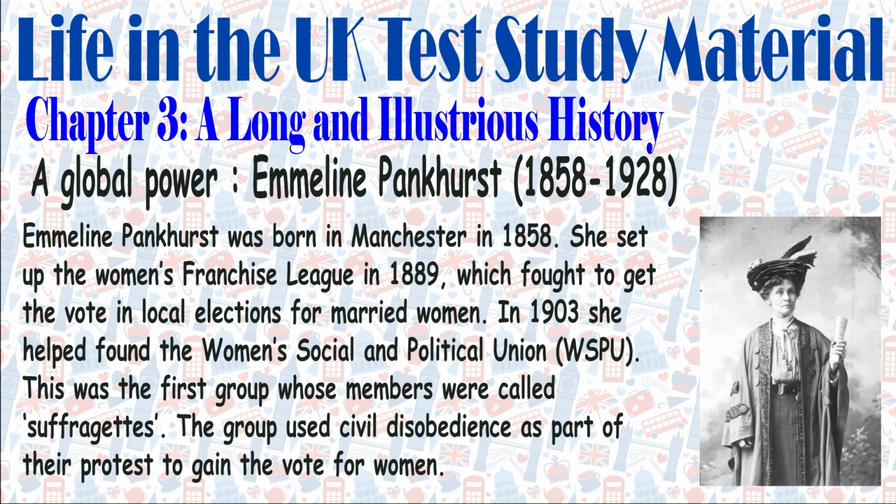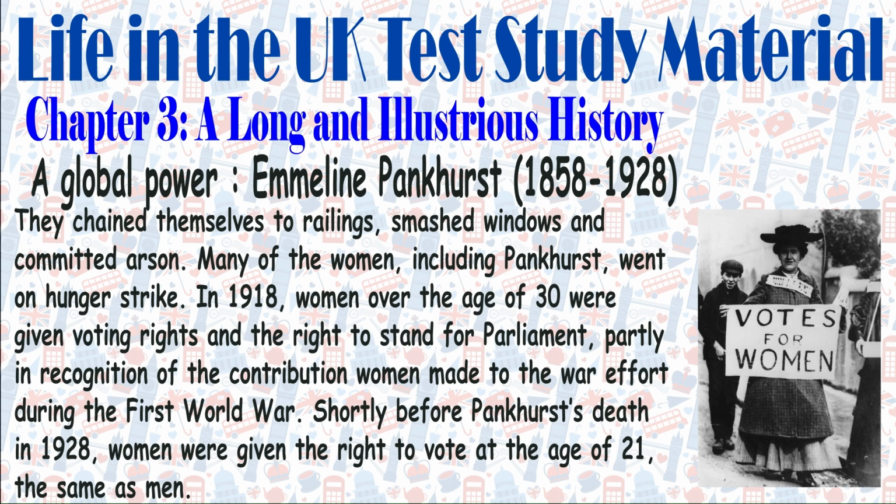The group used civil disobedience as part of their protest to gain the vote for women. They chained themselves to railings, smashed windows, and committed arson. Many of the women, including Pankhurst, went on hunger strike.